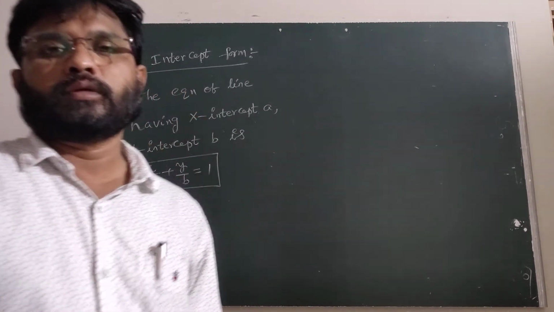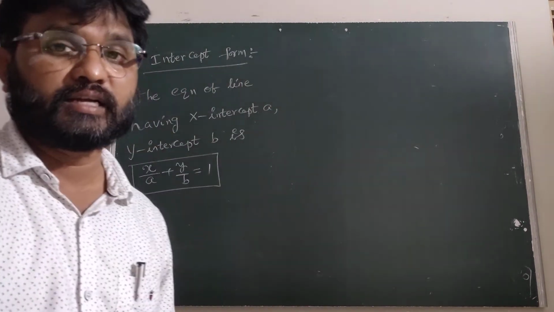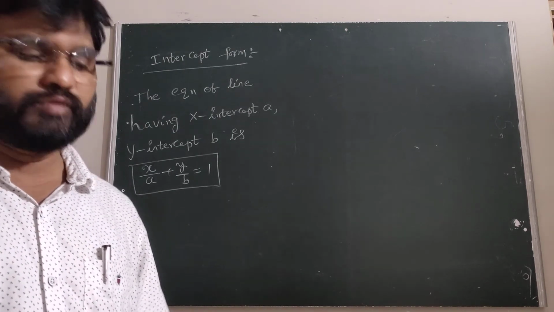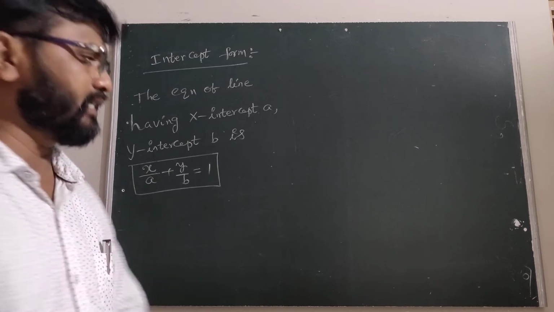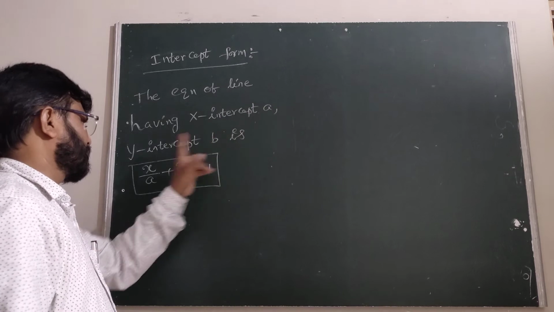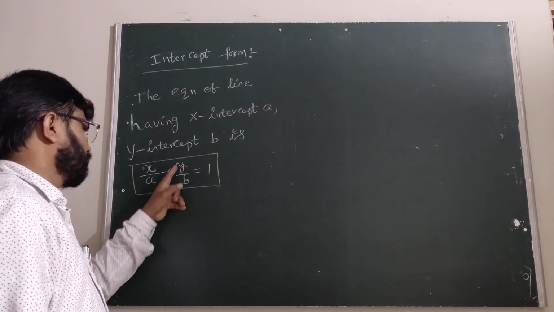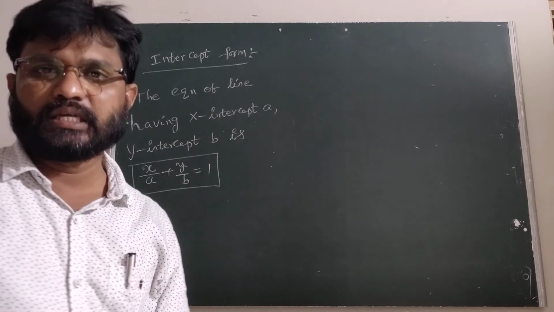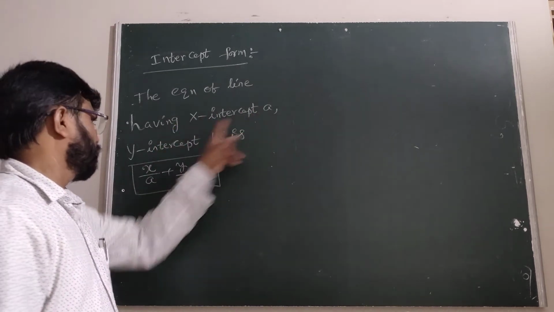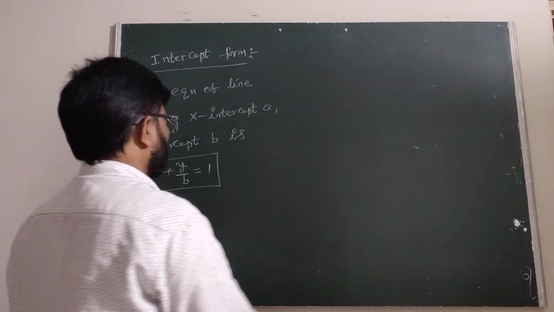Now we are going to discuss the equation of the straight line in the intercept form. Okay. So the intercept form means if the line intercepts the x-axis at a and the y-axis at b, then the intercept form is x by a plus y by b equal to 1. The equation of the line having x-intercept a and y-intercept b is x by a plus y by b equal to 1.